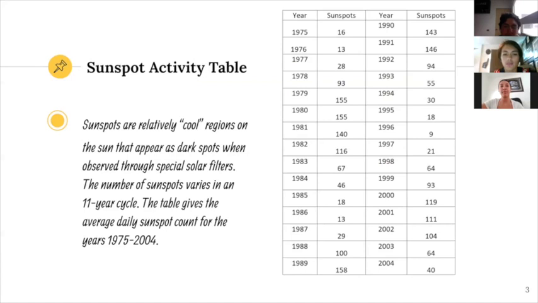Sunspots are relatively cool regions on the sun that appear as dark spots when we observe them through special solar filters. The number of sunspots varies in an 11-year cycle. The table gives the average daily sunspot count for the years 1975 up to 2004. These are the data points that we will be graphing.